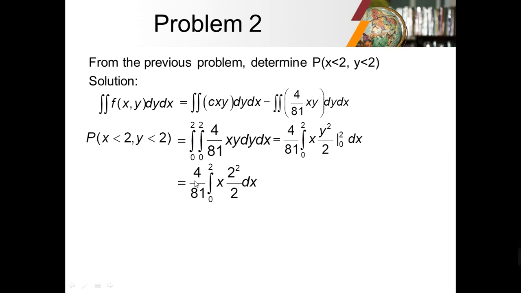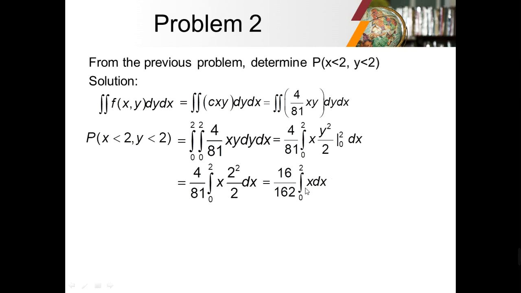Tapos, imumultiply natin kay 4 over 81. Di magiging 8 over 81. Ito ay 16 over 162. Ang ginawa ko ay 4 times 4, 16. Then 2 times 81 is 162. Anyway, that is also in lowest terms equivalent to 8 over 81. So, may iwan na lang si x dx.